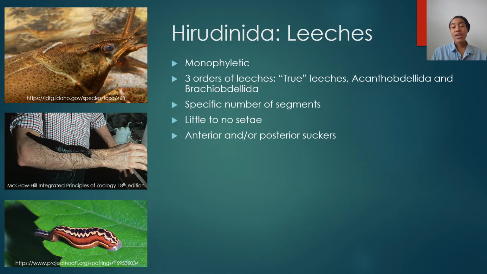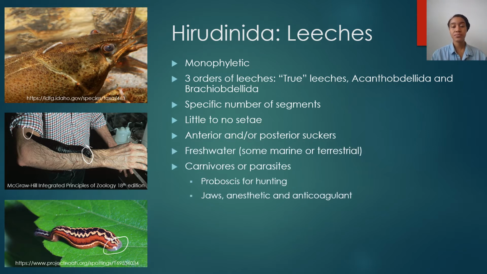They do have anterior or anterior and posterior suckers. In this case, you can see this organism has an anterior sucker that it's using to stick to this leaf. You can't really see the posterior region, but I don't think it has one on the posterior. But some of them have one at their anterior end and one at their posterior end that they can use for feeding or anchoring themselves to their host or the substrate.